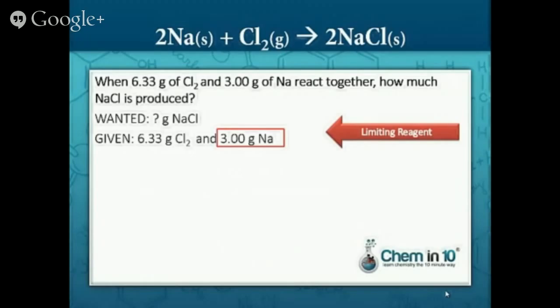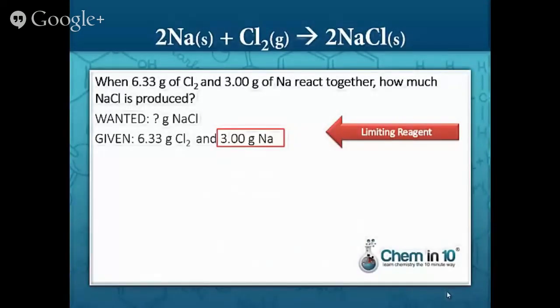If we calculate 6.33 grams of chlorine gas, we'd end up again with our usual answer, but we know we don't have enough sodium. So we have to calculate this answer from our limiting reagent, because once we use up all our sodium, that's as much product as we're going to produce. So our limiting reagent is 3.00 grams of sodium.